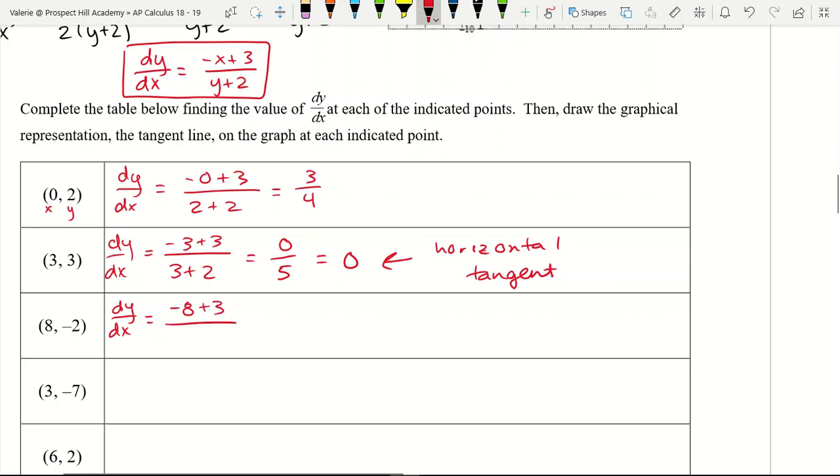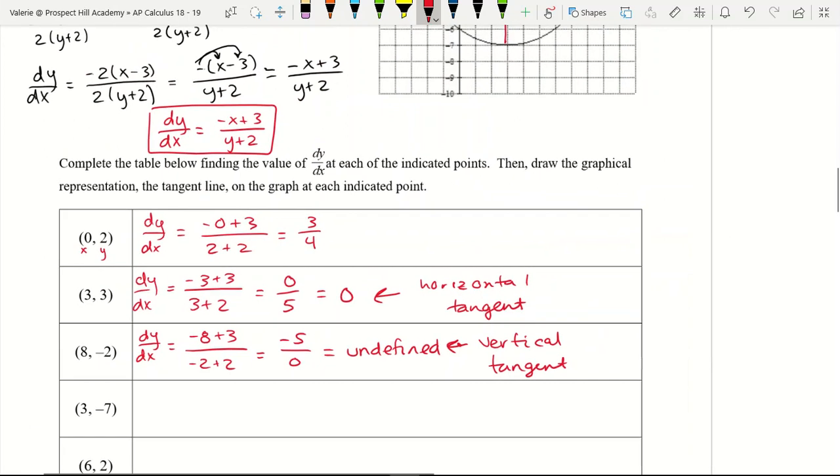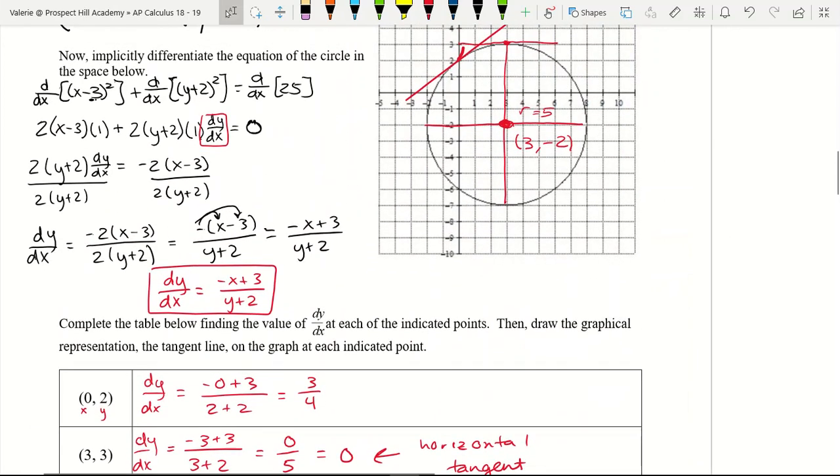-8 plus 3 over -2 minus 2, which is equal to -5 over 0, and dividing by 0 gives us undefined. And if our slope is undefined, because the denominator is 0, that means that we have a vertical tangent. So when we go to (8, -2), we should be able to draw a vertical line as the tangent on that circle.